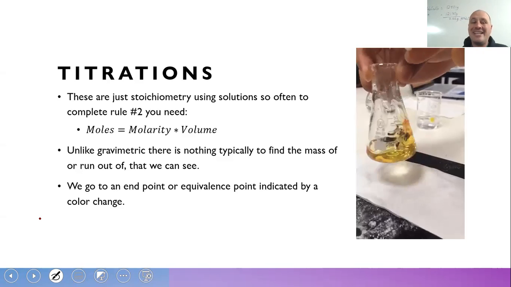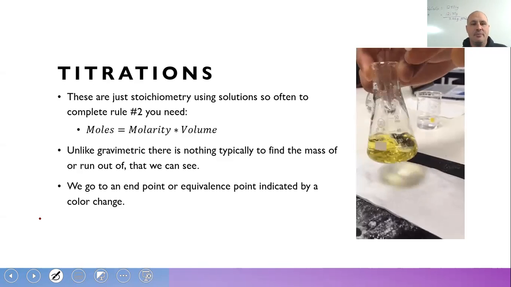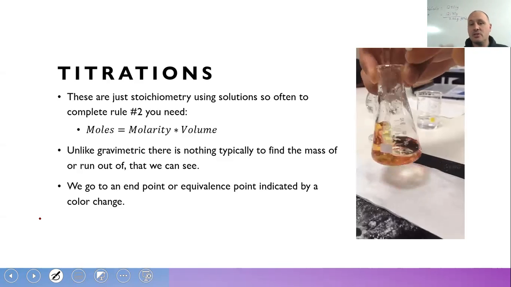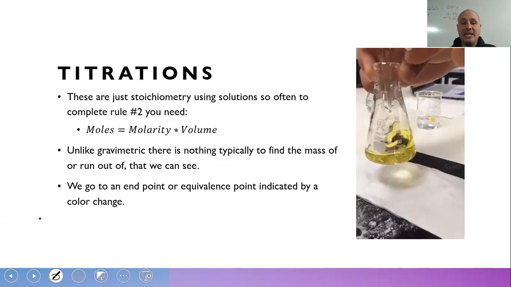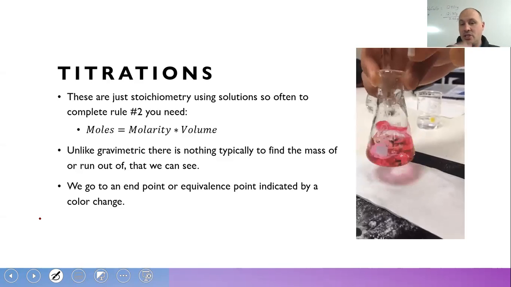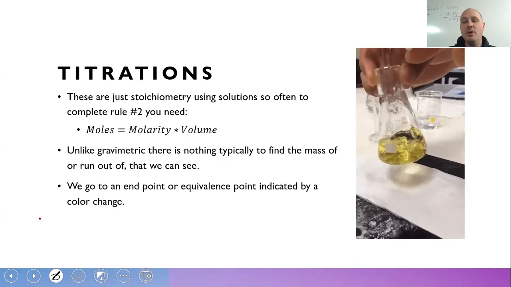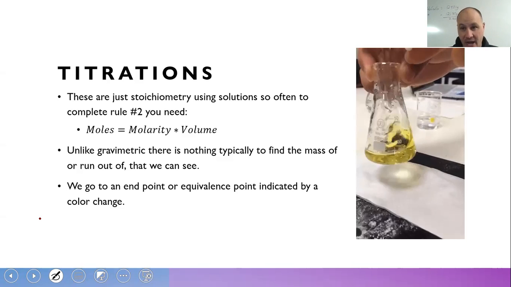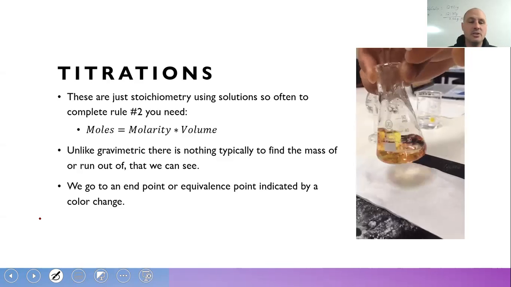So we need another way to see it. We need another way to know it's done, like the reaction stops. Well, in a clear solution, how do you know the reaction stopped? So we use what are called indicators, and indicators change color. Typically, these are acid bases. We also do these with redox reactions because they induce a color change.